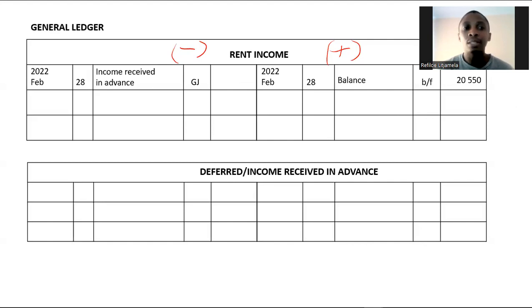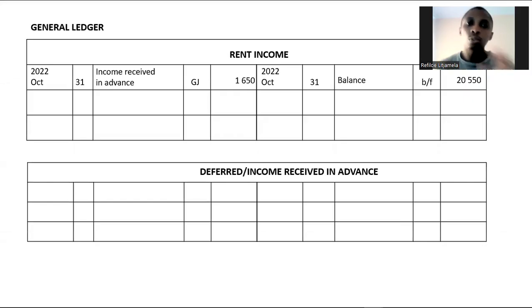The actual rent income that we have incurred will be that 20,550 minus 1,650. And then we're going to take 20,550 minus that 1,650. It'll give us a balancing figure, which we're going to take straight to the profit or loss account in the general journal. This will be recorded in the general journal, and the amount will simply be 18,900.